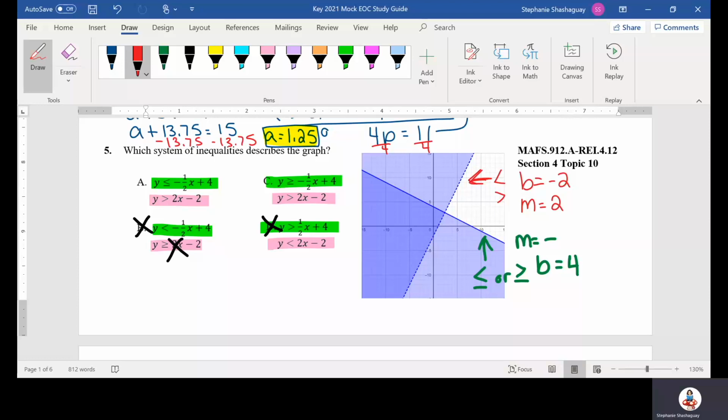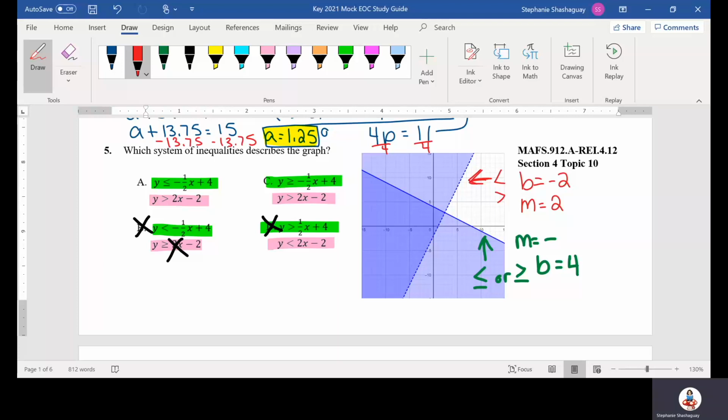Both of those second equations in question 5 are exactly the same: y is greater than 2x minus 2. So we're not going to worry about that dotted line equation any further. Let's look at that first one. We have negative 1/2. y is less than or equal to negative 1/2 x plus 4, or y is greater than or equal to negative 1/2 x plus 4.